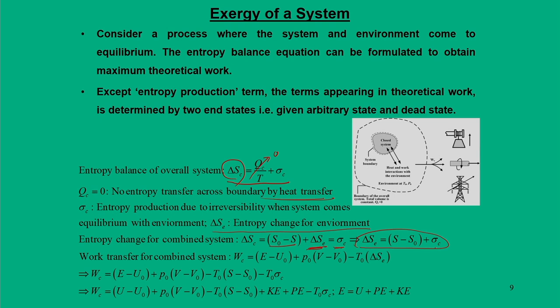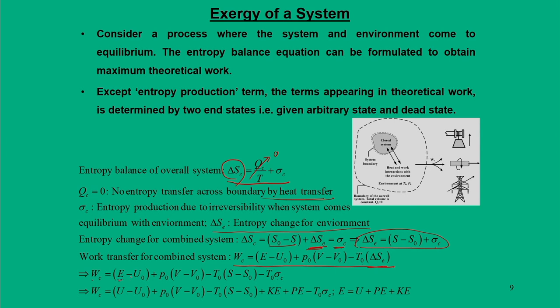If you recall our previous energy balance equations for the same figure, we have already derived the expression for the work transfer of the combined system. Now, in this work transfer expression, we are going to introduce delta S_E, the change in the entropy of the environment. Now, when I put it in, we are left with an expression for W_C, which is equal to E minus U_0, where E is the energy of the arbitrary system, which can be further interpreted as E minus U_0 plus P_0 into V minus V_0 minus T_0 into S minus S_0 minus T_0 into sigma_C. So, this we derived from this.